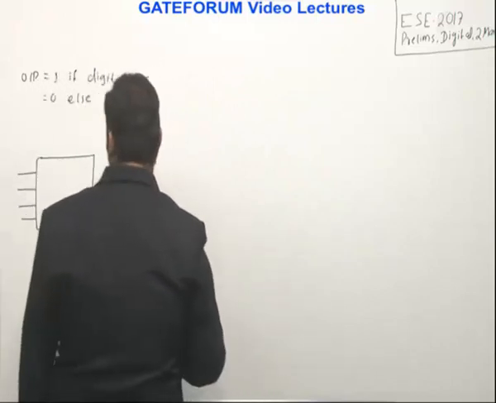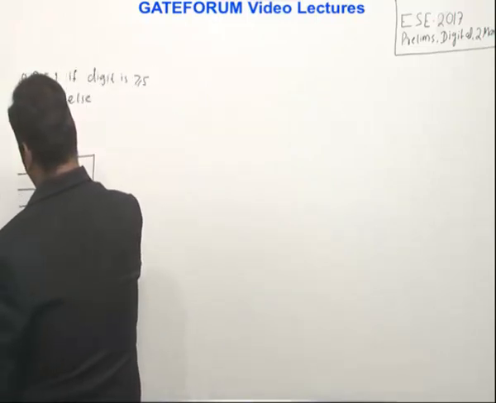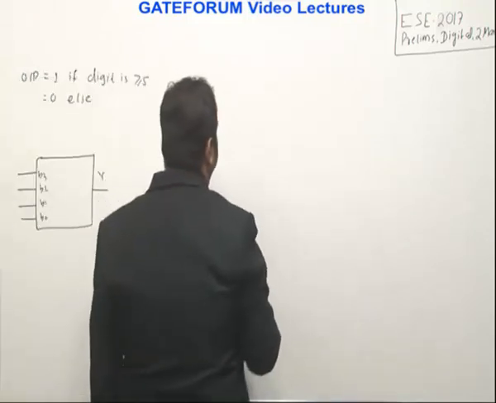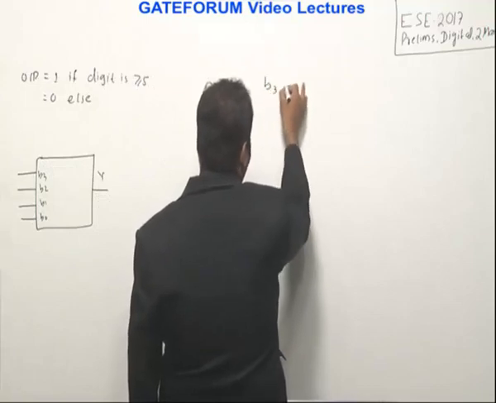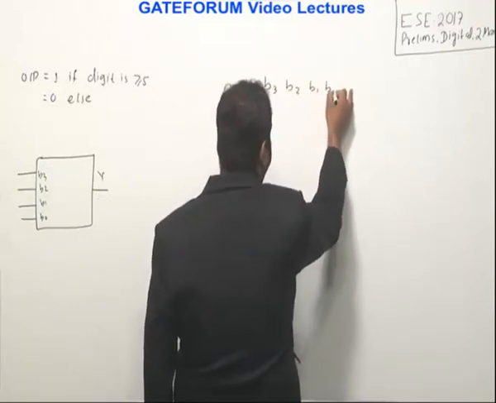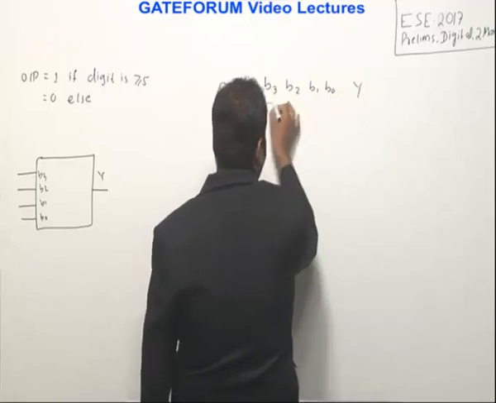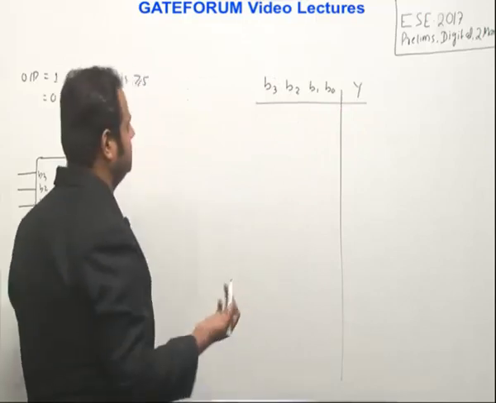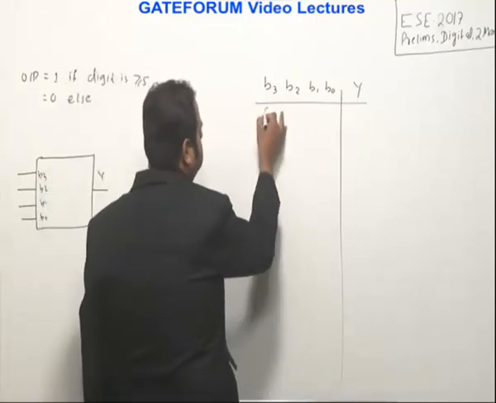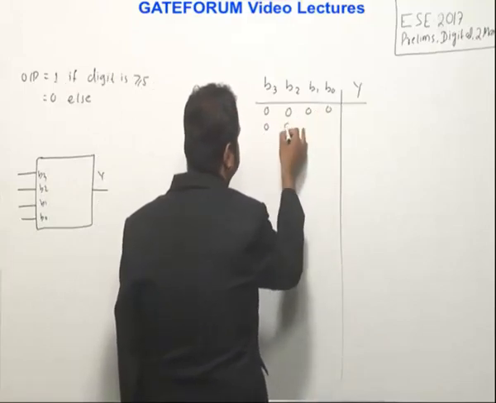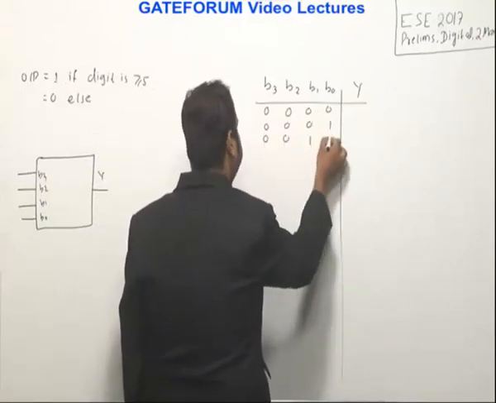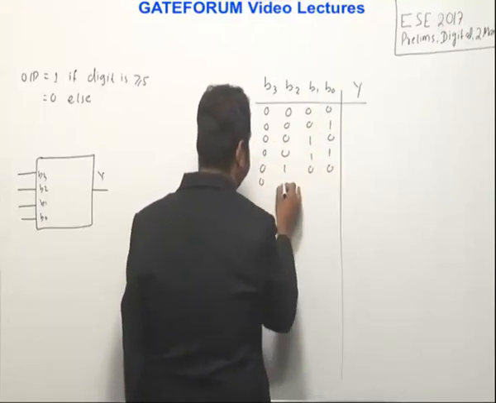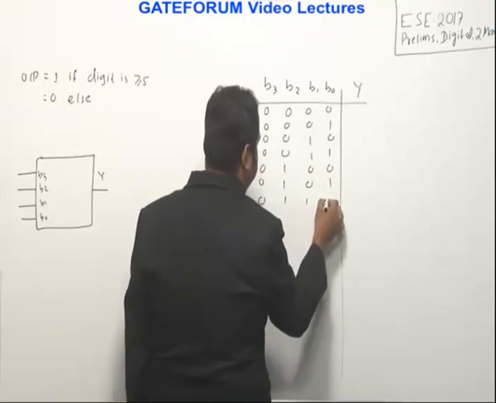So what I'm doing is, let's call these B3, B2, B1 and B0, and let's call this Y. So I'm making a table here. This is B3, B2, B1, B0, and this is what Y is. So how many combinations are possible? Of course, 16 combinations are possible, right? So 0000, 0001, 0010, 0011, 0100. So like this you write.